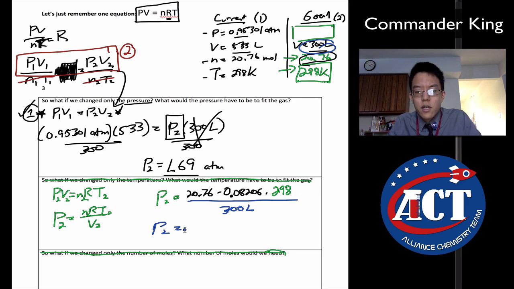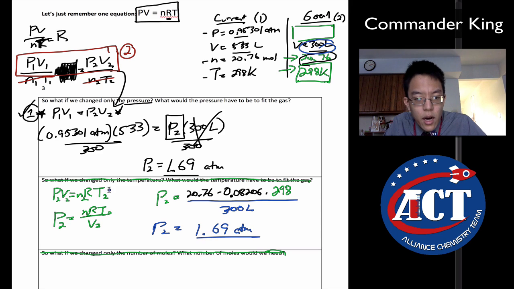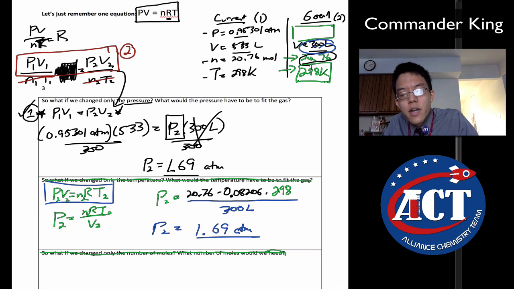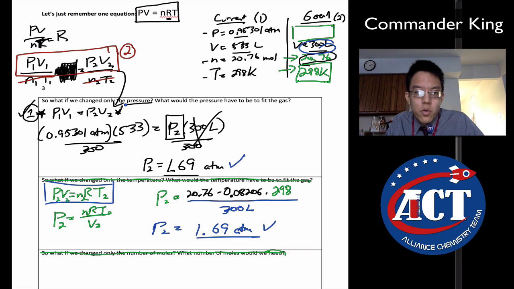So let's see if it does. I'm taking 20.76 times 0.08206 times 298 divided by 300, and that indeed gets me 1.69 atm. So I just had to use this equation as well because I know all the facts. I know everything and what it's going to be. So both of these would work. You can either memorize the formula, you can derive the formula, or if everything is given and you know all these amounts, you can actually just use PV equals nRT. So whatever method works best for you, that's what you should shoot for.